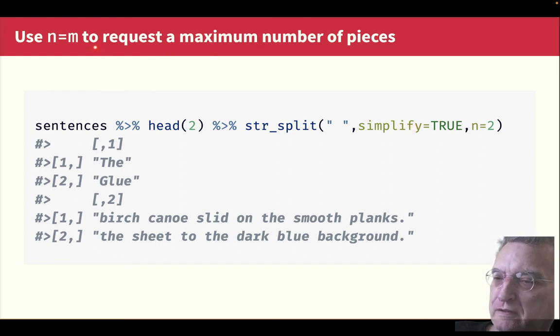But we could have a particular number of pieces. So we could, for example, say we only want 2 pieces here. So we're going to split off the first word, we're going to simplify that, and we're going to just look at 2 pieces. So the first word is 1 piece, and then all the other words are the second piece. So we have a matrix, in this case, that's 2 by 2, because we're only extracting the first 2 rows with the head function. So there are 2 rows and 2 columns.